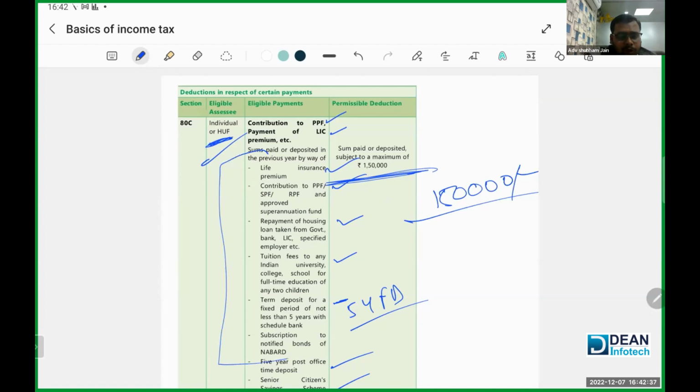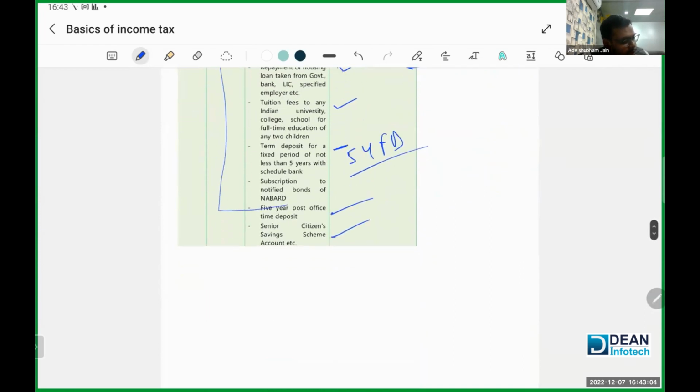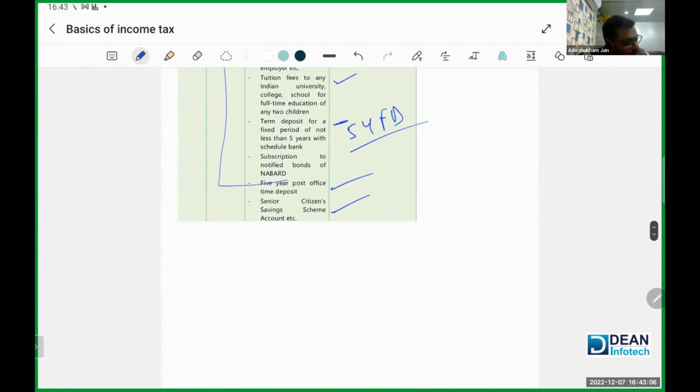Not only for life insurance, not only for PPF, but in combination of all these things, you will get maximum deduction up to rupees 1.5 lakh. It is not like if you have paid a premium of 1.5 lakh rupees, and you are also giving tuition fees of 1.5 lakh rupees, you will get 3 lakh rupees deduction. It does not work like that. The maximum deduction you can avail in any of these heads is up to rupees 1.5 lakh only. This is the head of 80C.